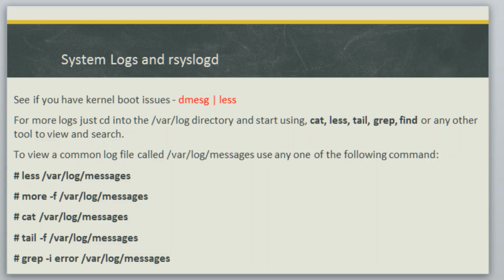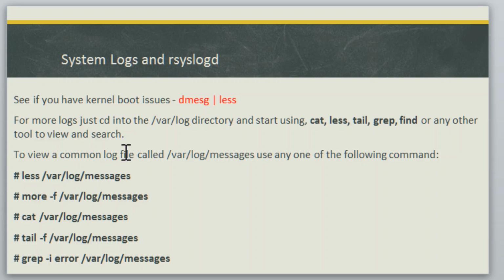Alright guys, let's finish out our session talking about system logs and rsyslogd. So if you have kernel boot issues, you can always go to dmesg and pipe that to less, okay? We don't have rsyslogd set up, guys, so we might not have these dmesg logs on our machines. For more logs, you can always just cd into the /var/log directory and start using cat, less, tail, grep, or find, or any other tool to view and search different files in there, okay?